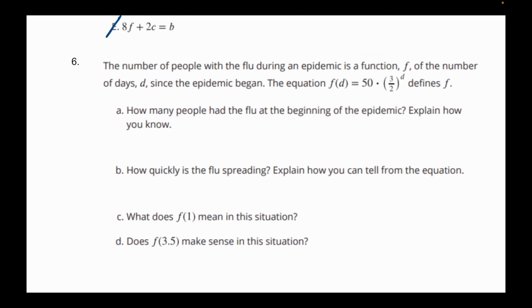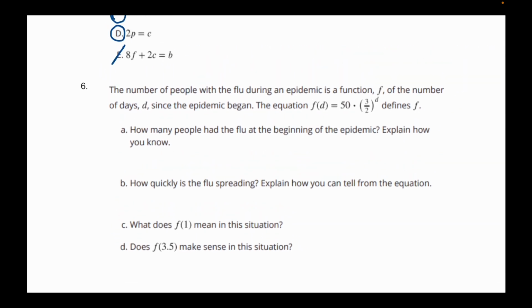So then our last question here is some review of exponential stuff. We're looking at the number of people with the flu during an epidemic. That's going to be a function, F, of the number of days, D, since this epidemic began. And the equation F of D equals 50 times 3 over 2 to the power of D is what defines F. So they're asking us a few things. How many people had the flu at the beginning of the epidemic? Well, the beginning, that is going to be our initial value, or if you plugged in 0, and in this case, that is going to be 50. So F of 0 equals 50.